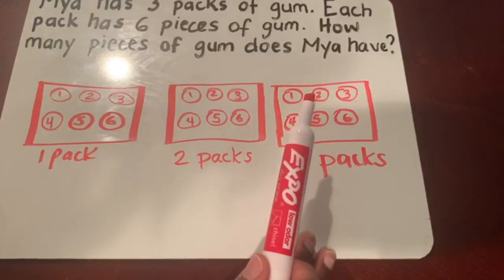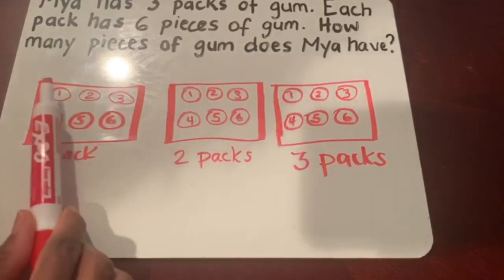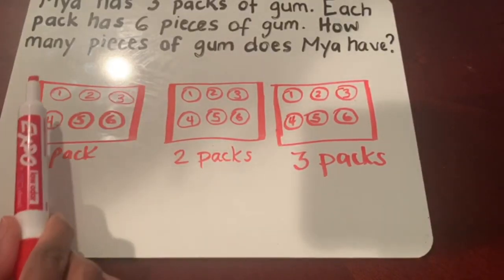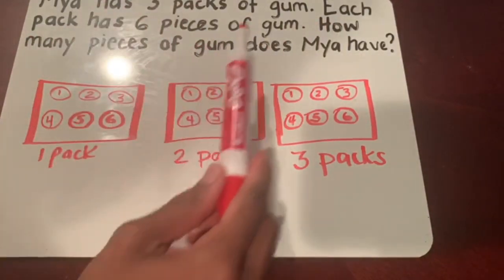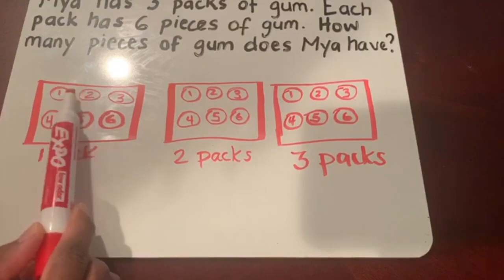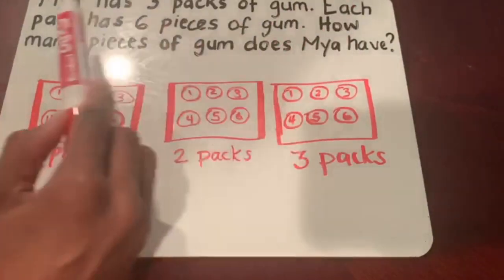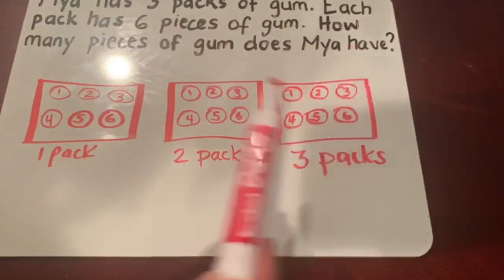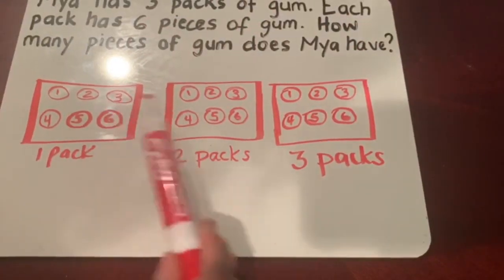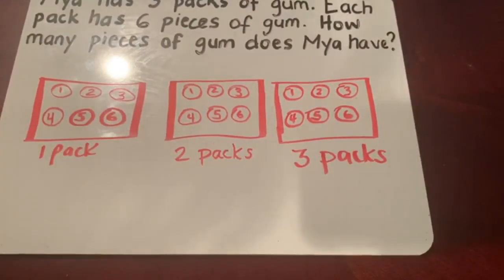Now it's time for me to count the pieces of gum. I know that these large boxes represent the packs, but the question doesn't ask me how many packs there are. And I know these small circles represent the pieces. Each pack has 6 pieces. This question is asking me to count how many pieces she has. So I'm going to count all the pieces together.